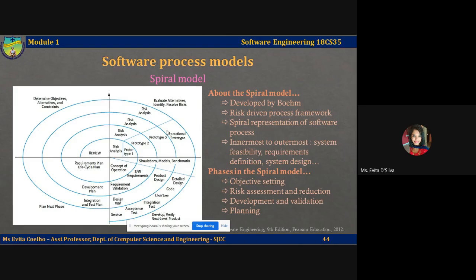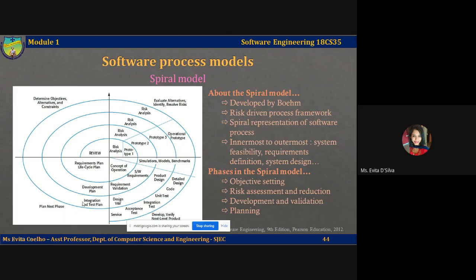The next step is to resolve these risks by performing some information gathering, such as maybe a more detailed analysis, building prototype models, and simulating, and so on. Once risks have been assessed, some development is carried out, followed by planning the next phase of the process.